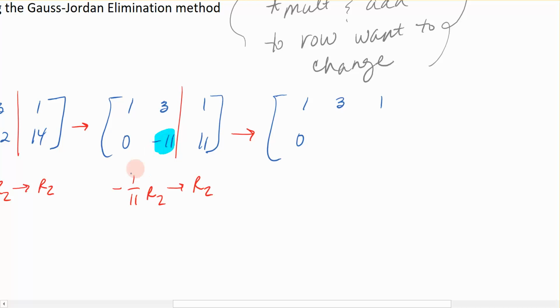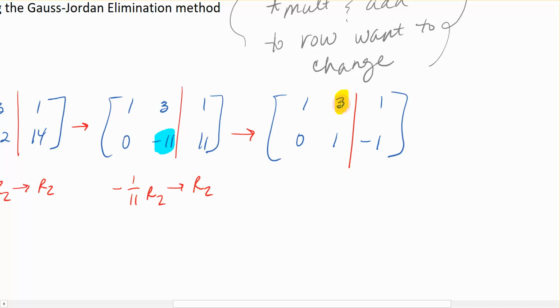Negative 11 times negative 1 over 11 is a positive 1, and 11 times negative 1 over 11 would be negative 1. So there's my new row 2. I have 1s along the diagonal, I have a 0 below, and so now I want to move to this position. This is the guy that I now need to get a 0.